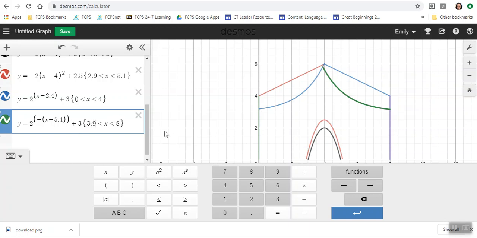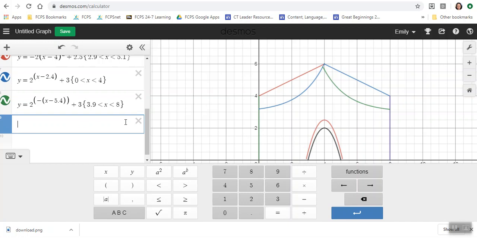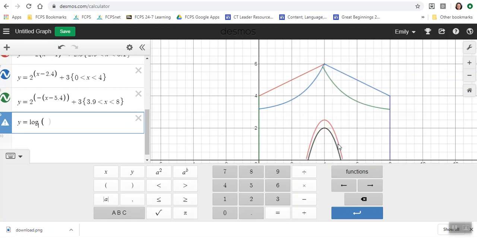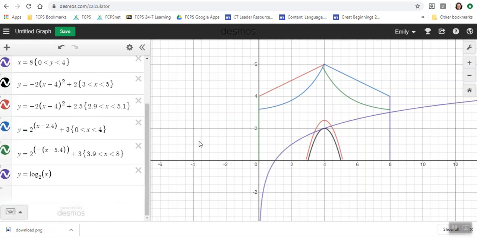The last kind of function that we need on this house is a logarithm. And a logarithm is the inverse of an exponential. So I'm going to type y is equal to, go over to functions, and miscellaneous. And you want the log with a base on it. I'm going to do log base 2 of x. Okay. All right, so for this function, I'm not sure exactly what I'm going to do.